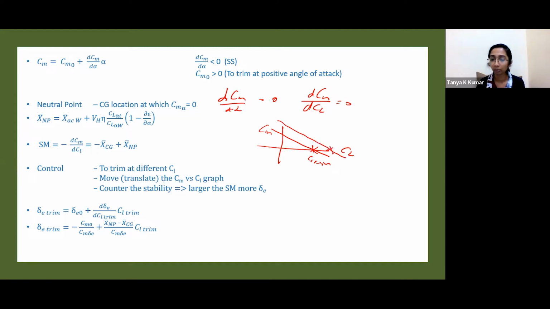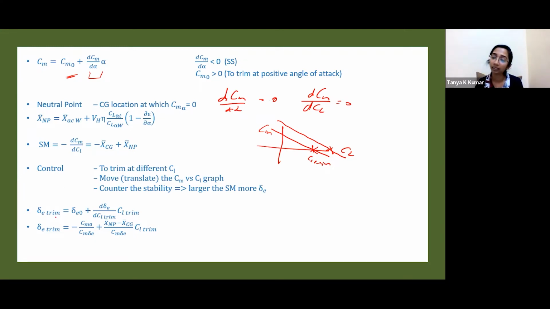Higher Cl means lower velocity. So if we want to reduce the velocity at which we want to trim the aircraft, we translate the graph further. So this is what it says. It moves the Cm versus Cl graph. It doesn't rotate it. So the intercept changes, but the slope remains. This Cm naught changes, but the stability part remains. So the control has no effect on stability.